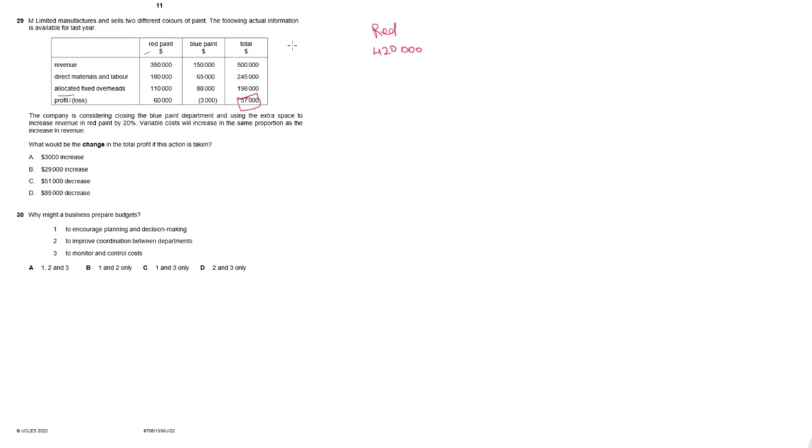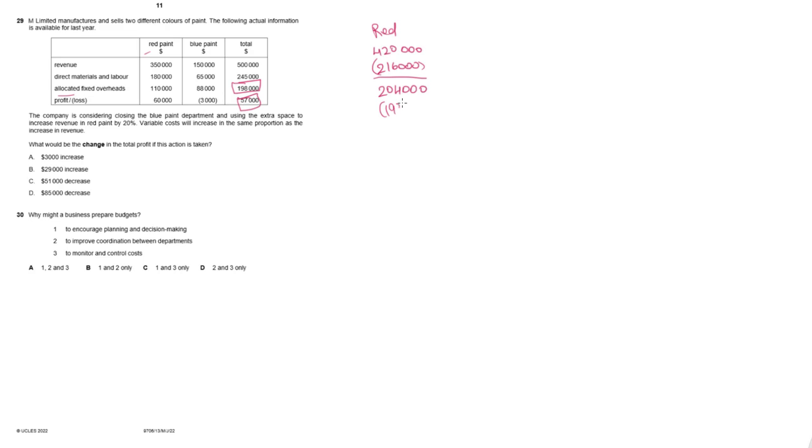Variable cost will increase in the same proportion, again 20%. So 180,000 into 20% is 36,000. So 216,000. So contribution will be 204,000. Fixed cost will not change. This 198,000, earlier red paint department was being allocated only 110,000, but once blue paint department is closed, all of that will also go in the red paint department.